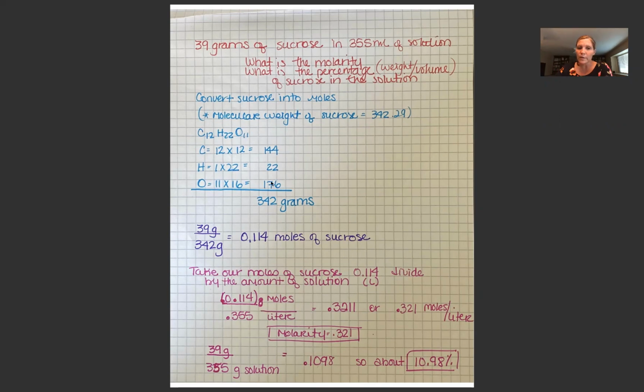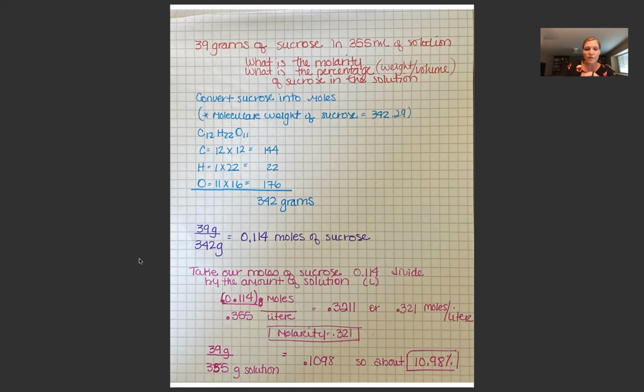Because we're doing weight, we're going to add all of these things together, and we get 342 grams. It usually is Daltons, but we transfer it to grams. And so that is what 1 mole of sucrose is. Now, in our 39 grams of sucrose up there, we obviously do not have a full mole, so we have to figure out what fraction we actually have, or how many moles of sucrose we actually have.